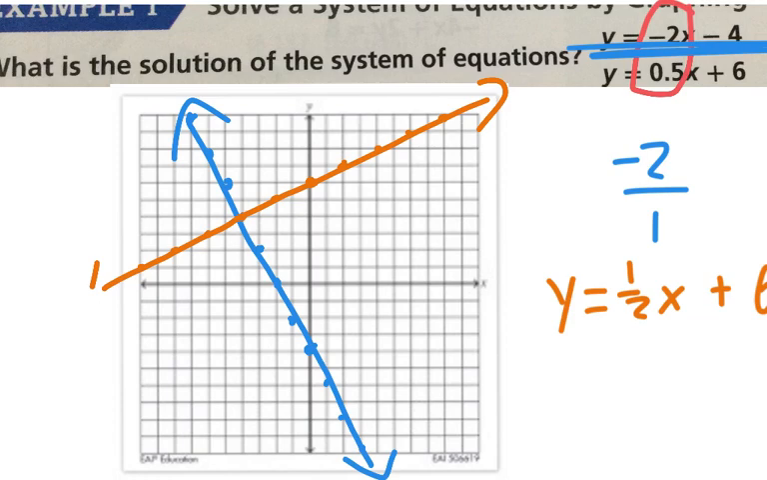So this one has one solution. What is that one solution? It's that ordered pair where they intersect. It is at negative 1, negative 2, negative 3. It is at negative 4. And if I go up, 1, 2, 3, very good. So the solution to the system of equations is negative 4, 4.